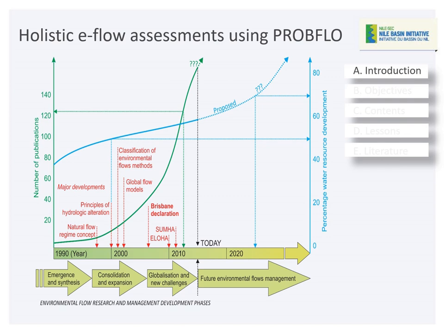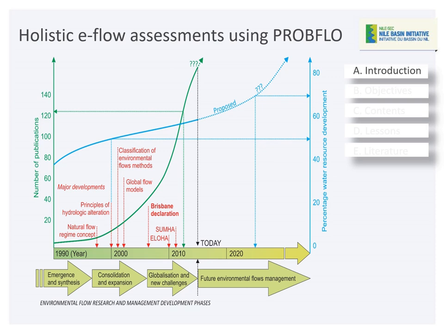Moving on, here is a summary of the development of environmental flow practice in the world. And you can see that the development of environmental flows, the concepts and the methods and frameworks, for example, have been categorized into these four categories: the emergence and synthesis phase, which extended into the mid-1990s, the consolidation and expansion phase, globalization and new challenges, and then future environmental flow management. And this is where it's important that we're implementing and we're learning in an adaptive management context through the application of different environmental flow assessment methods.